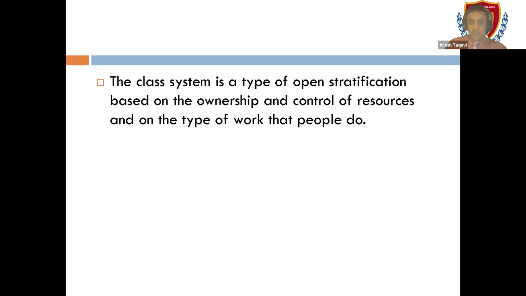If your work for your society is important, significant for your society, the society will give you good prestige. Prestige is one of the three elements of social class: wealth, power, and prestige. These are three elements that shape your social class. How wealthy you are, how powerful you are, and how prestigious you are in your community, in your society. So if you want to be successful in your society, you should concentrate on these elements. These are the scientific, sociologically approved elements of social class. And in the class system, you can change your social class by changing your wealth, your power, and your prestige. The class system is a type of open stratification based on the ownership and control of resources and the type of work that people do.